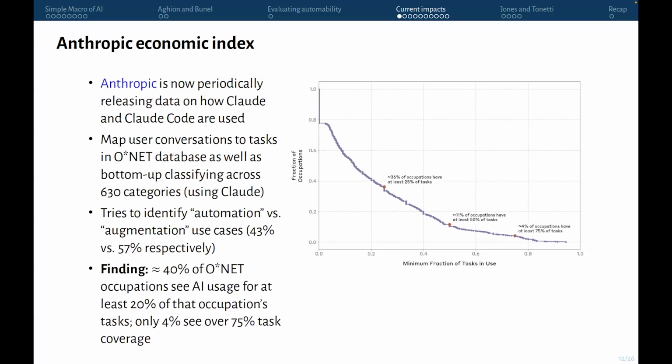In case people are curious, in current Claude usage, 43% is automation and 57% is augmentation. And in their data, they find that about 40% of ONET occupations see AI usage for at least 20% of that occupation's tasks. Only 4% see over 75% task coverage, and the figure shows you the distribution of what fraction of tasks are in use for a given fraction of occupations.